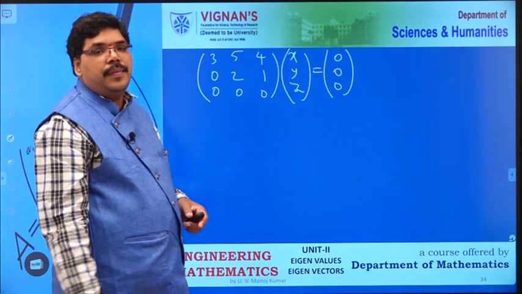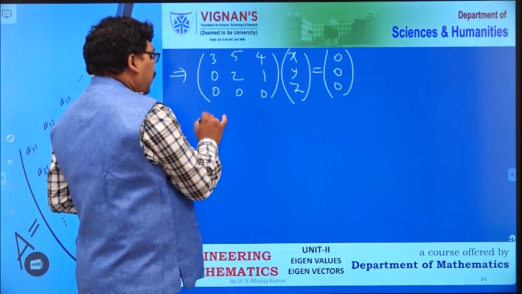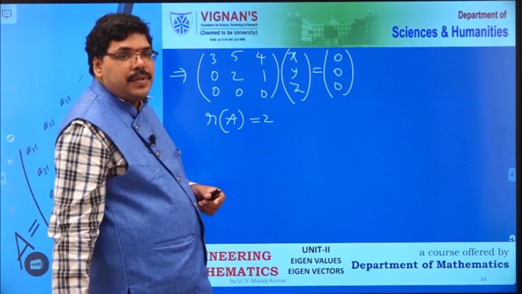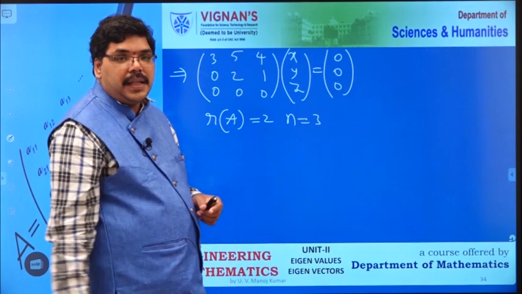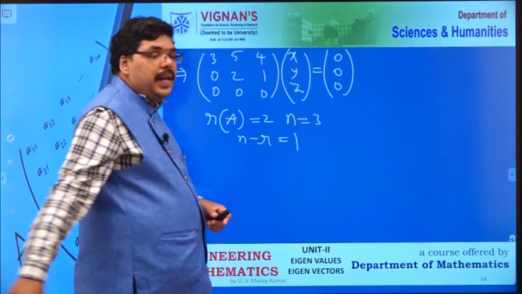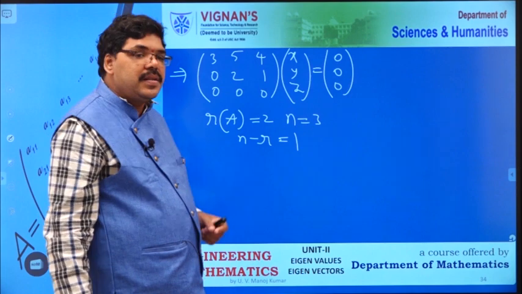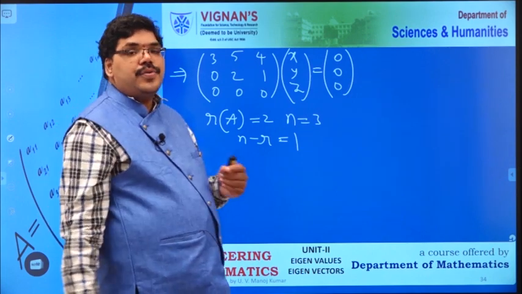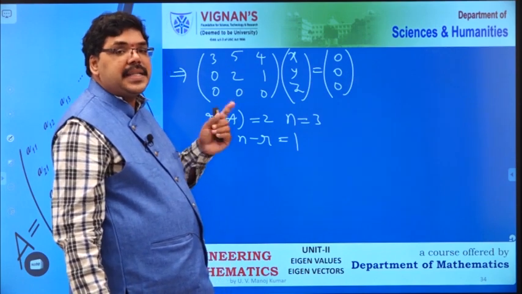This is in echelon form, so we can discuss the consistency. What is the rank here? Rank of A is 2. What is the number of variables? The number of variables is 3. So n minus r becomes 1. When n minus r becomes 1, we can choose one variable as an arbitrary constant. How do you choose an arbitrary constant? Convert this matrix into linear equations.